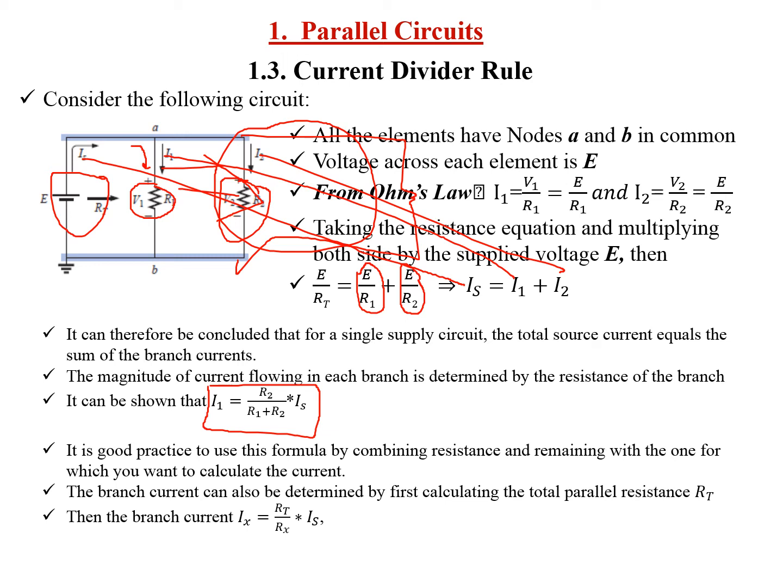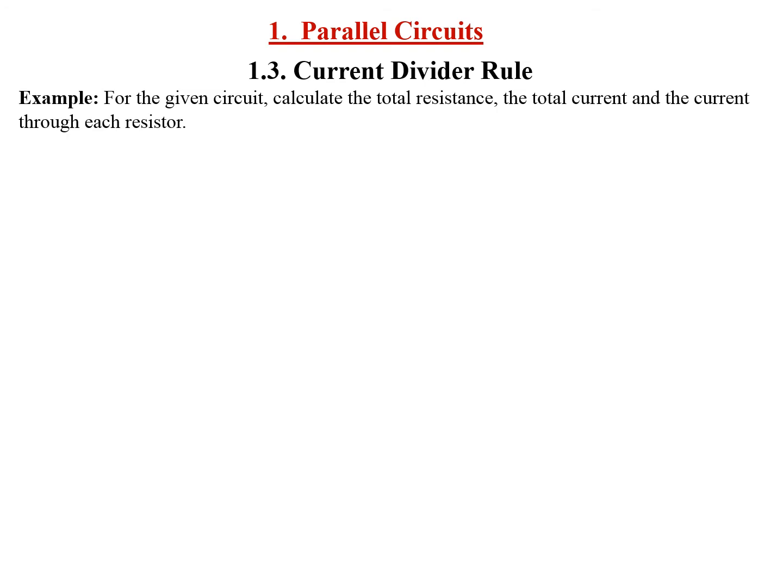Then the current in a branch, say X, I1, will be equal to the total resistance over the resistance of the branch R1 multiplied by the supply current, and you get the total current flowing in that branch. So that's another method which I use if you have more than two resistors in parallel. Rx will be the resistance of the branch you're trying to get the current for. So let's take an example.